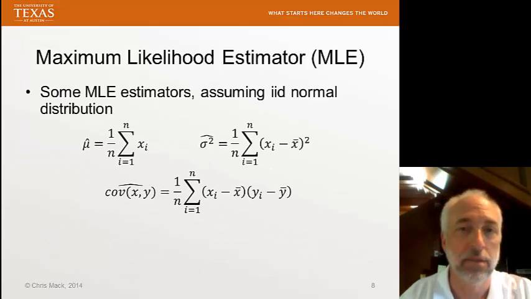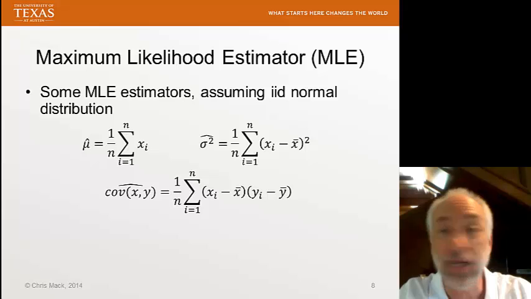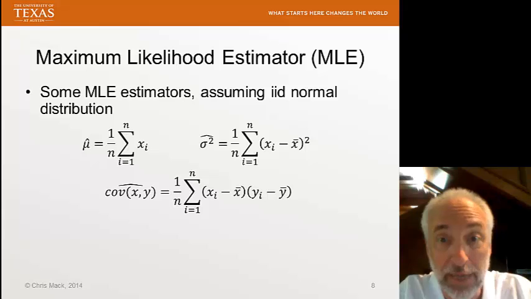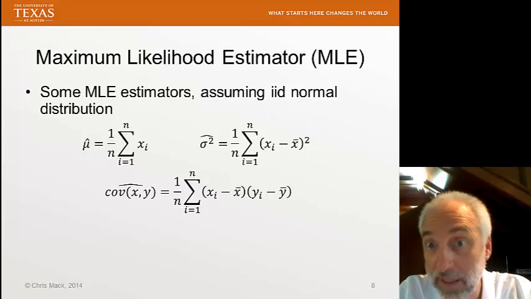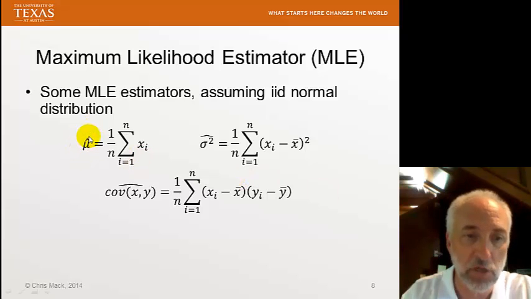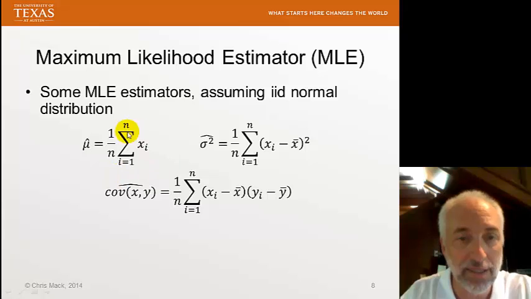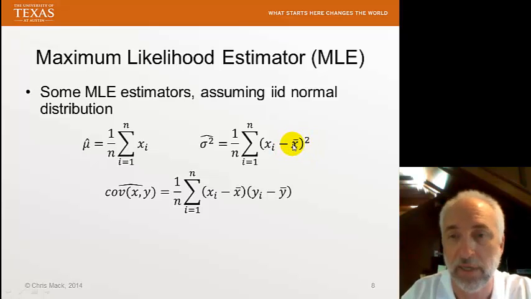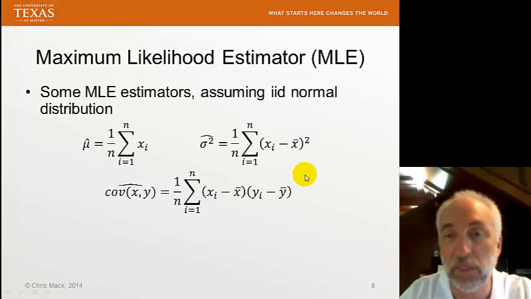Okay, so here are some maximum likelihood estimators for all of the parameters that we're going to need for our linear regression, assuming IID normal distributions. Our estimator for mu, now called mu hat, is this standard sample mean. The estimator for the variance is 1 over n times the sum of xi minus x bar quantity squared. Or I could have written mu hat here. Same thing, right? Our estimator for the mean.